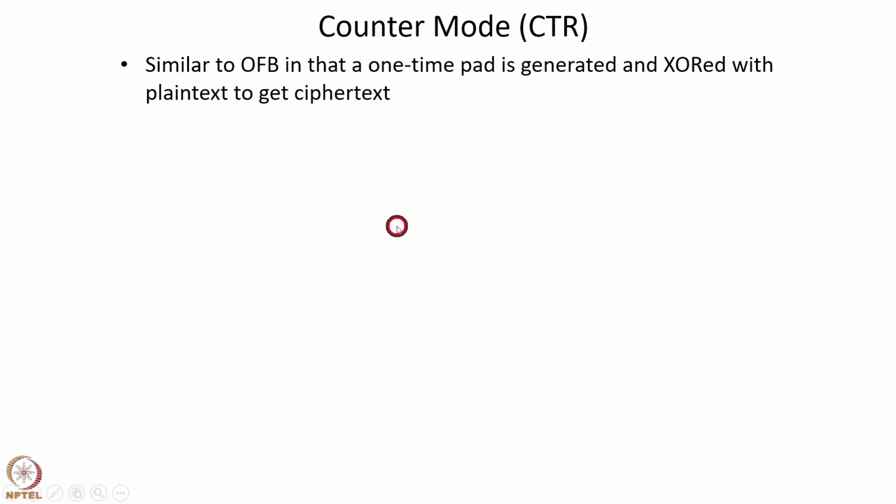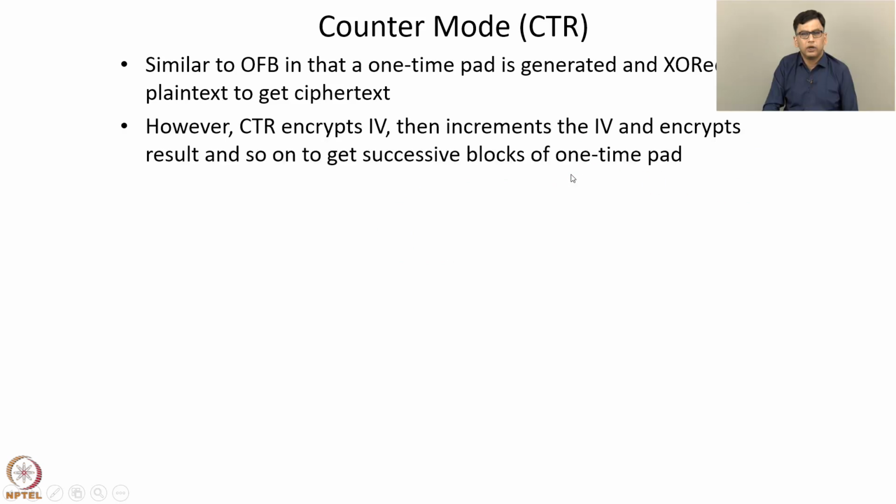Next, we discuss another scheme for encrypting long messages, that is counter mode or CTR. It is similar to OFB in the sense that a one-time pad is generated and it is XORed with the plaintext to get the ciphertext. But CTR operates as follows. It first encrypts the initialization vector, then increments the initialization vector to get IV plus 1, and then encrypts the result, and then again increments it to get IV plus 2, and then encrypts it, and so on and so forth to get successive blocks of the one-time pad.